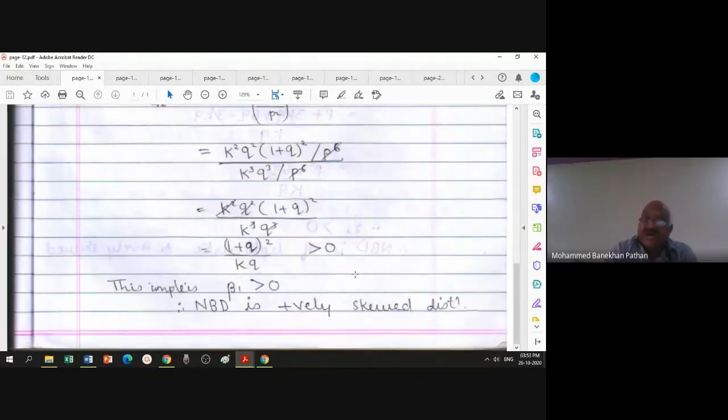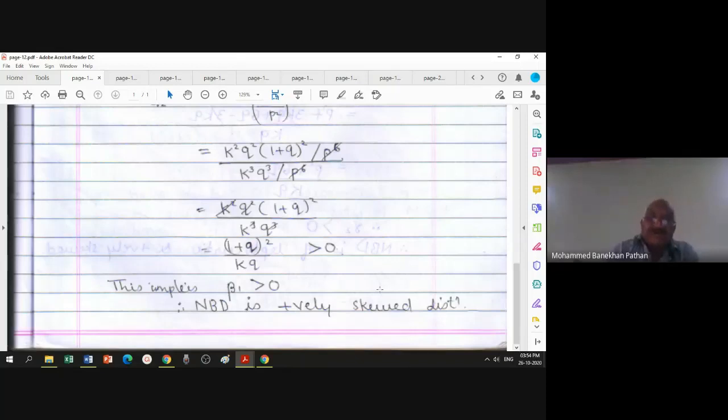So you will observe that as x increases, where x stands for the random variable of NBD, and we know the random variable of NBD is the number of failures to get K successes, if x increases, probability will fall down. If x is small, probability will be large. That is the indication of a positively skewed distribution.